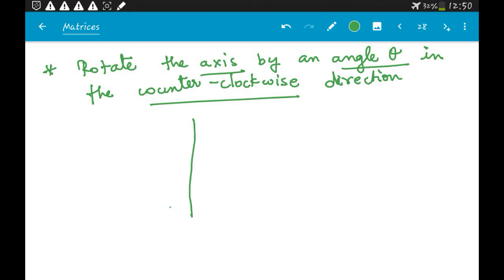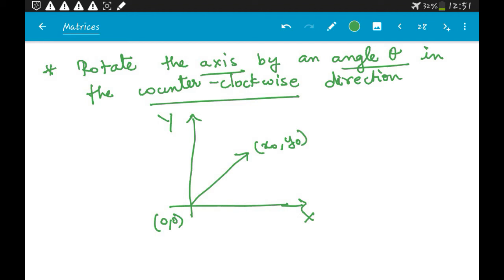Alright, so first let's draw the normal case. Here we have x, y, this is 0, 0. Now what did we do? First we have to specify a vector. So let's call it x0, y0. Initially this vector makes an angle phi with the x-axis, and the length of this vector is again r. So this is our setup.